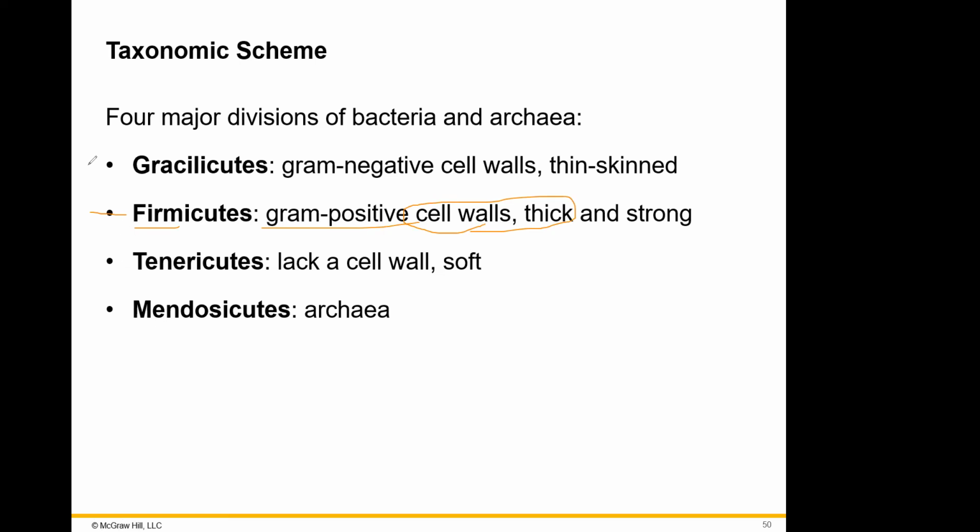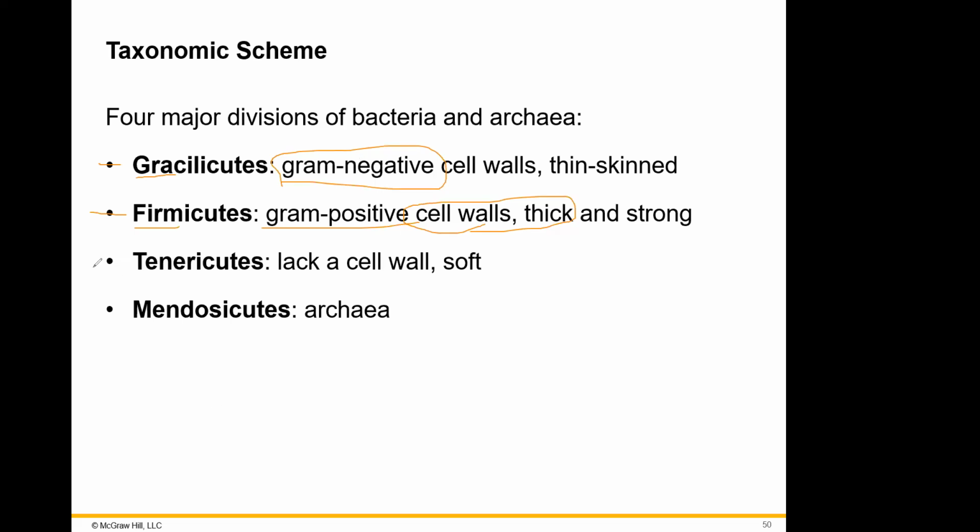All right, the next one I go to is, if that's our gram-positive, what's our gram-negative? It's the Gracilicutes, okay? Gracilis means thin-skinned, is what the word literally means. So you could look at it that way, but I just say that's the one that isn't firm. So that's our gram-negatives. So they're not as firm. They have that thin cell wall.